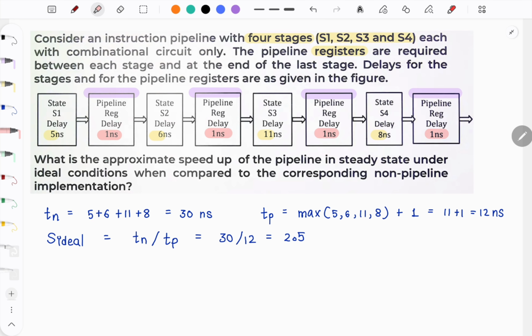Now we have to find the approximate speed up under ideal condition. In order to find the speed up in ideal condition, we need to find the cycle time for non-pipeline and for pipeline. For non-pipeline, we'll add up all the segment delays, and for pipeline we'll find the maximum of the segment delays and add the register or buffer delay, which will be 12 nanoseconds. Now the ideal speed up will be Tn by Tp, which will be 2.5.